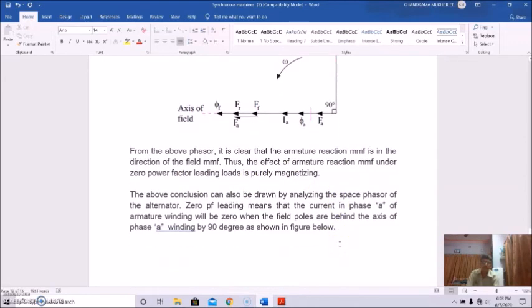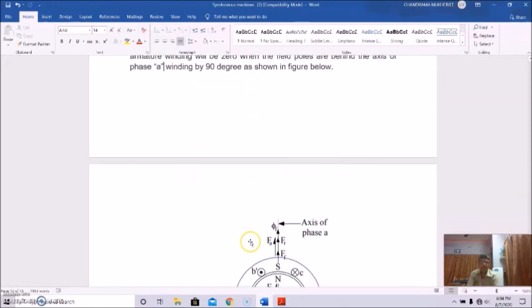Again, this can be analyzed by the space phasor of the alternator. If we take the space phasor of the alternator, zero power factor leading means the current in phase A of the armature winding will be 0 when the field poles are behind the axis of the phase A winding by 90 degrees, as shown in this figure.